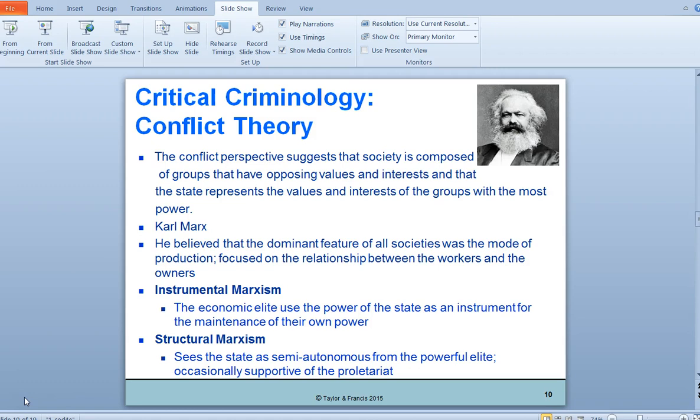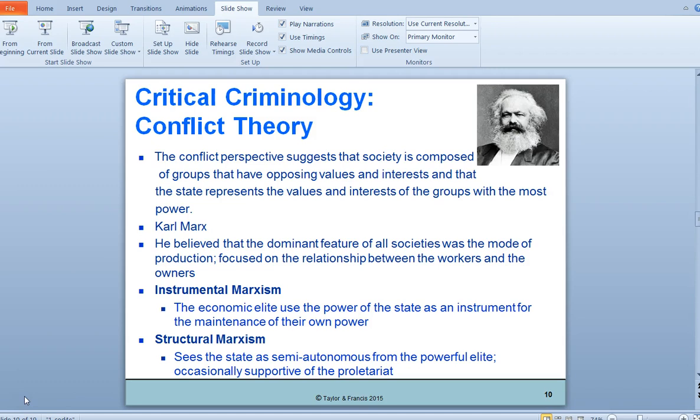He was acutely aware of the important role of law in attempting to understand the nature of society. He believed that the dominant feature of all societies was the mode of production. In other words, the way in which people develop and produce material goods.